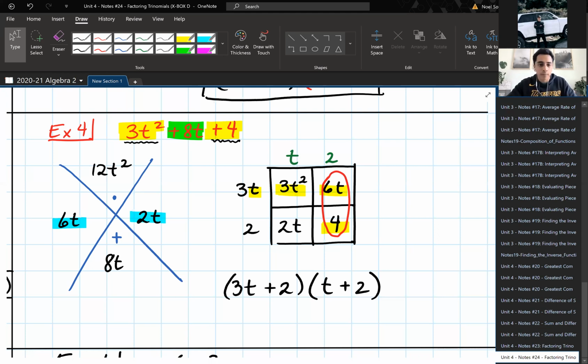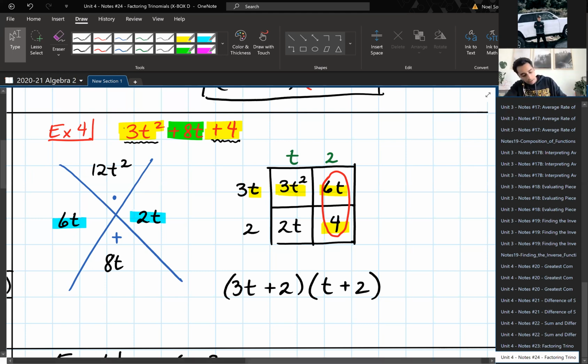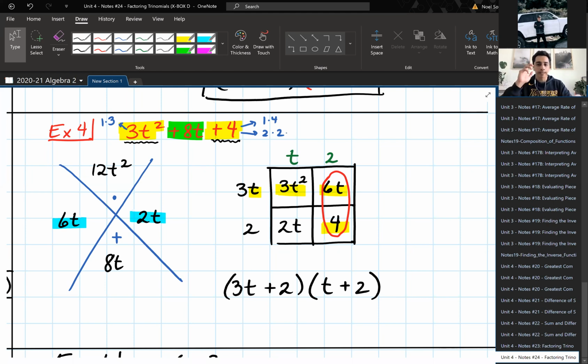Now, why was example 4, why did I jump right into the X box method? Okay, the reason why was this. I looked ahead a little bit. I noticed that, hey, 3 has pretty simple factors, 1 times 3. But 4 has a combination that could be 1 times 4, or it could be 2 times 2. So we would have had to guess and test a little bit more if we didn't get it right on the first try. Versus with the X box method, you typically don't run into that problem of guessing and testing too many times.